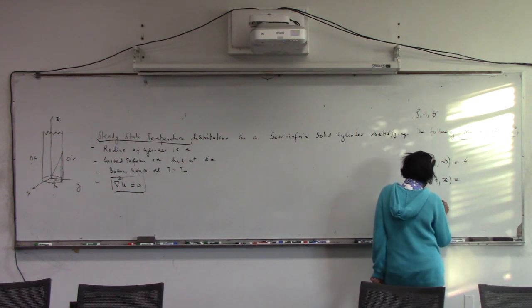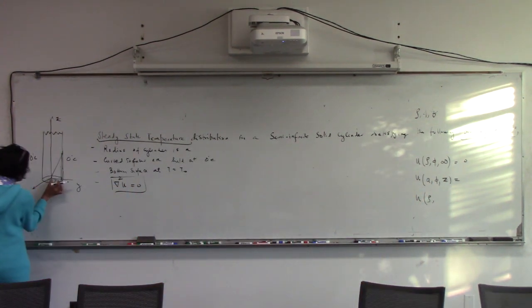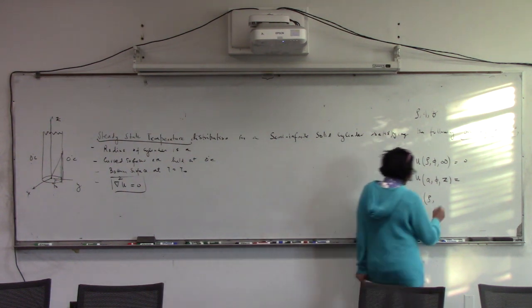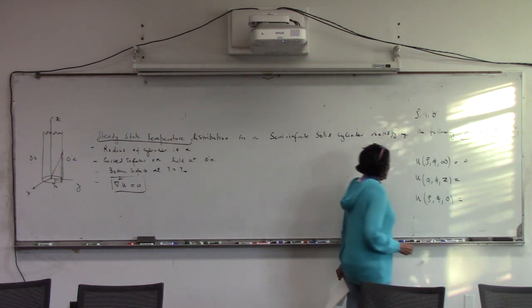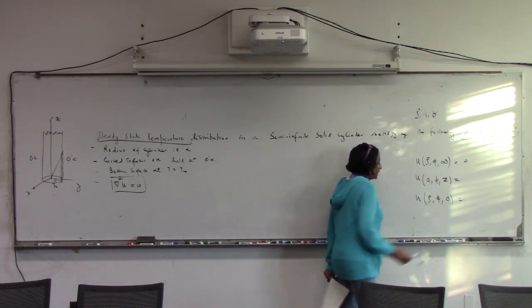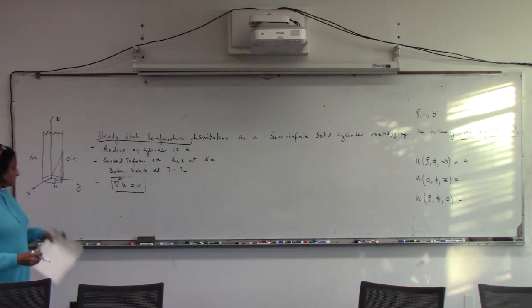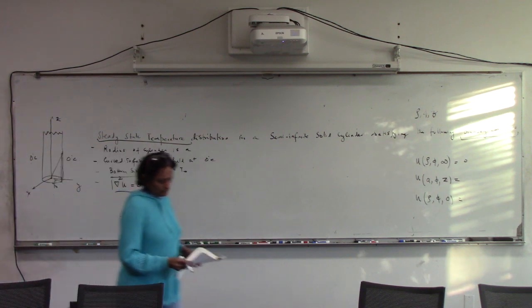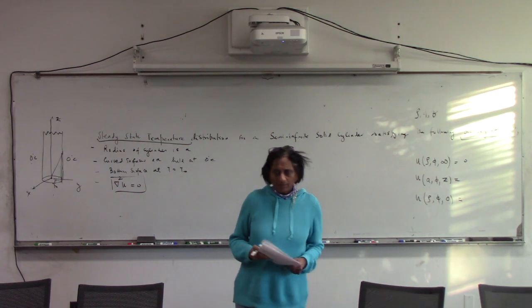and I can write rho at any rho, because that's a solid cylinder, so it could be any point within the cylinder, right? In this case rho is equal to a, but it could be any point within the solid cylinder, and phi, z equal to 0. These are the things. So what is this? U at rho equal to a, phi, z. What is that? What's the boundary condition?